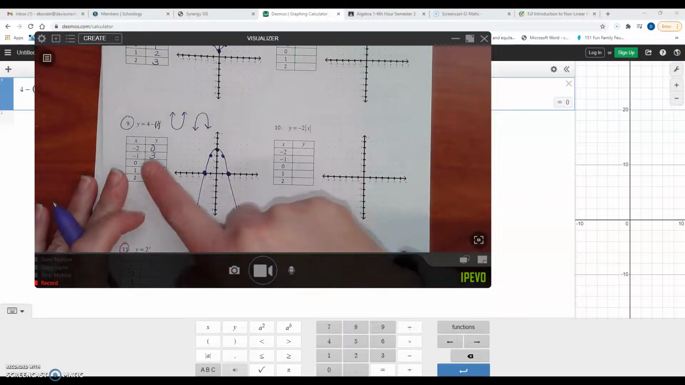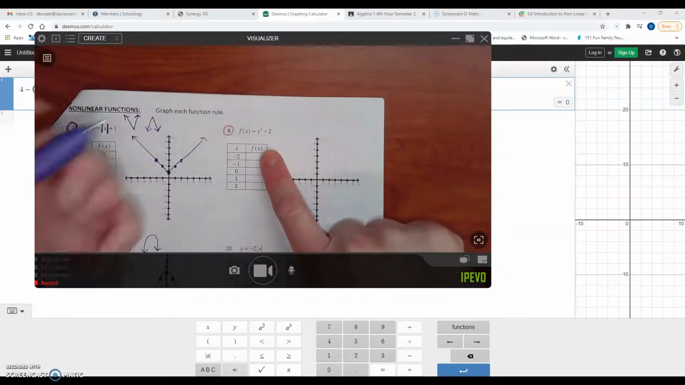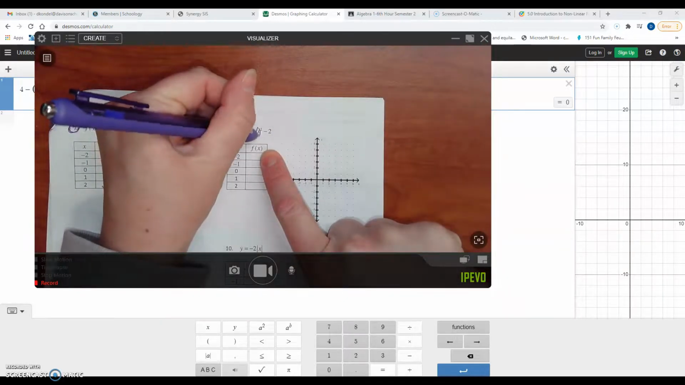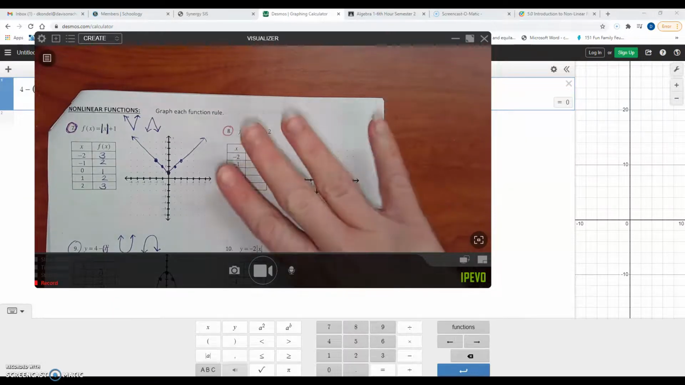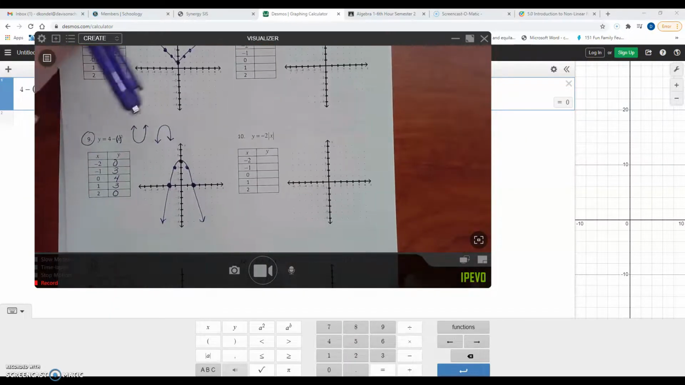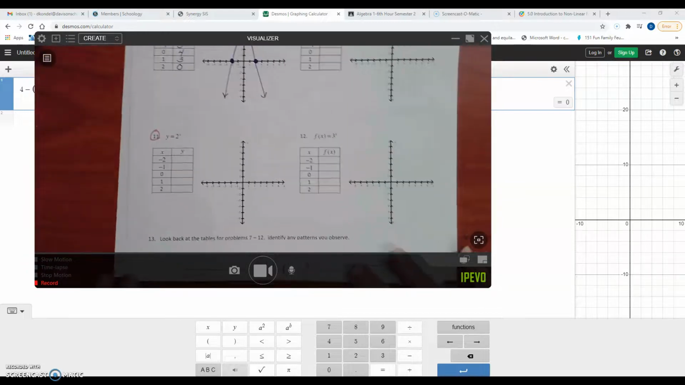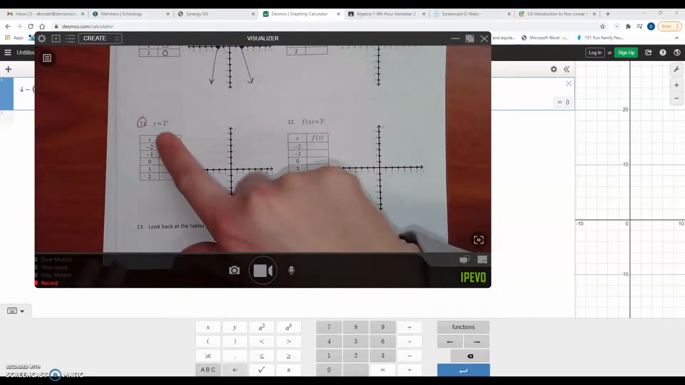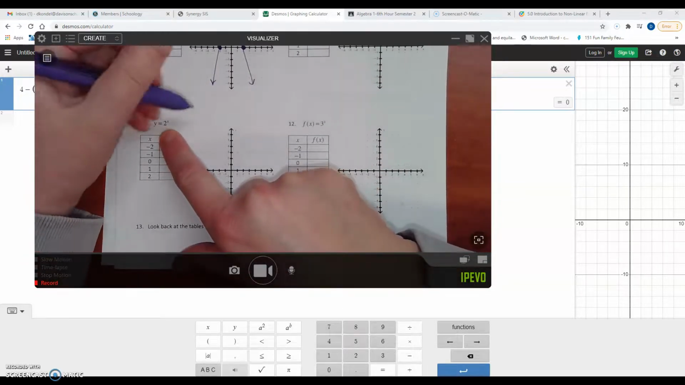So again, you're going to end up doing a quadratic, this one right here. Make sure that you put the x in parentheses. Can't stress that enough. Okay, last one that I'm going to walk you through with just the graphs is this right here. This is an exponential.